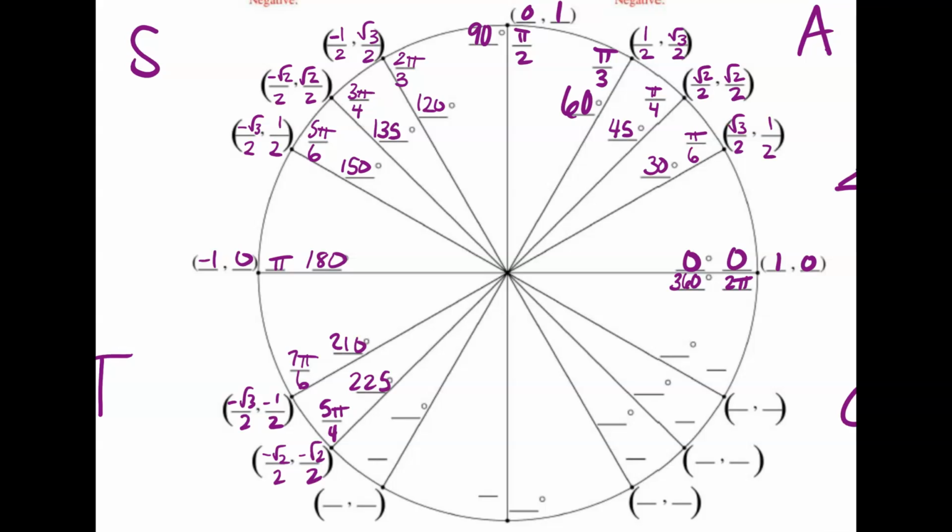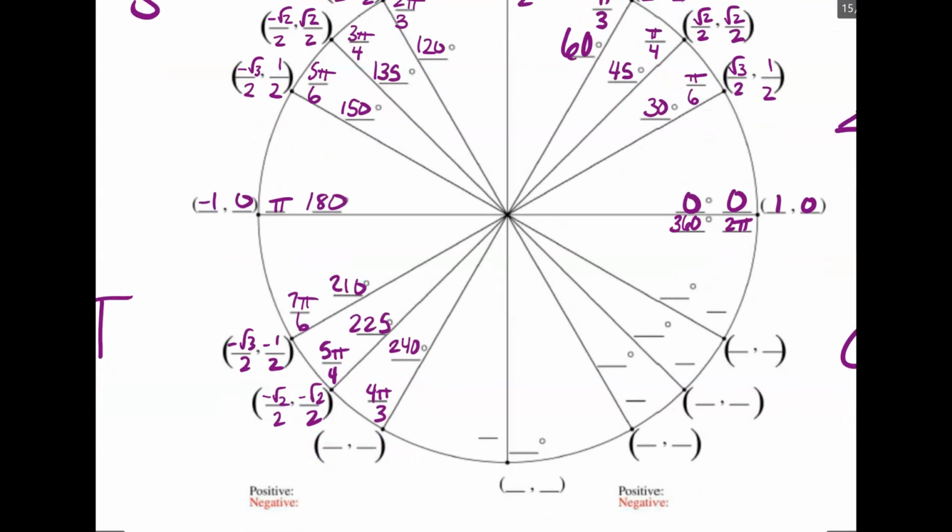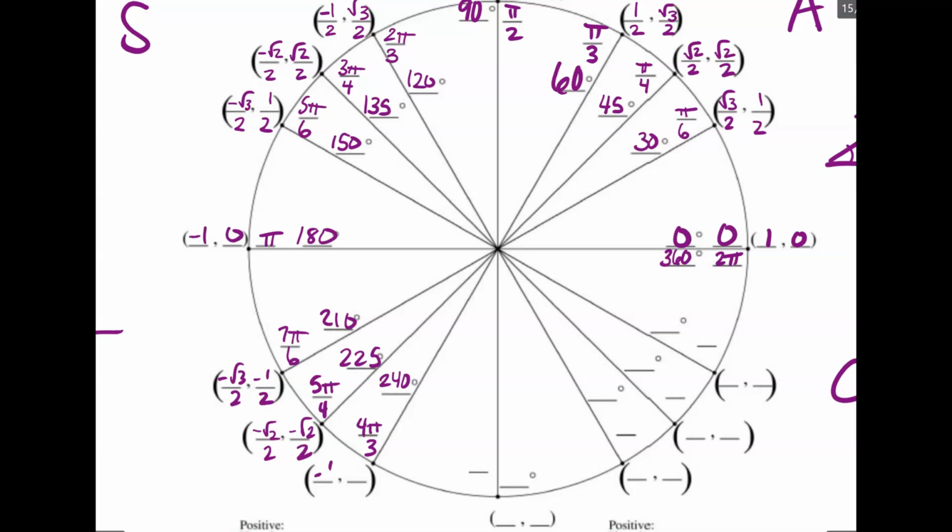210, so next is 240. It's going to be 4 pi over 3. It's the same as 60 degrees. The coordinates for 60 degrees, the difference is both are negative because we're in the third quadrant where both sine and cosine are negative. So I have negative 1/2, negative root 3 over 2.